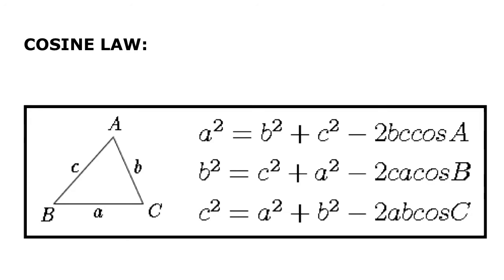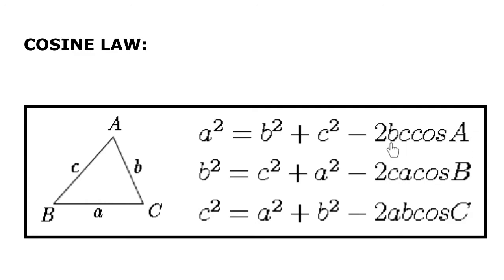So the typical formula for cosine law usually follows this outline. You have one side, the side that you're looking for, which will be squared. We have an equal sign, and then we have one of the other sides squared. So we have b squared, for instance, plus the third side squared. We've already used A, we've already used B, so the only side that we haven't used is side C, so we have c squared. Then we have minus 2 multiplied by side B, multiplied by side C, multiplied by the cosine of angle A.